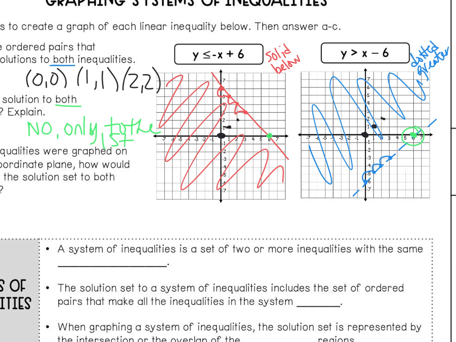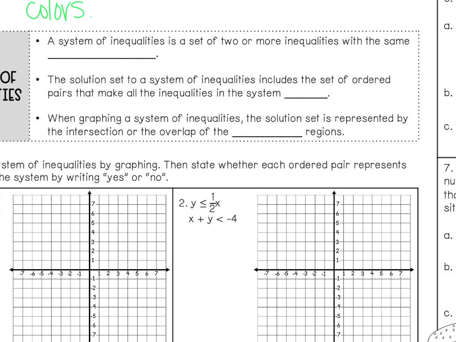If the inequalities were graphed on the same coordinate, how would you identify the solution set to both inequalities? So that's what we're going to work on today. It would be where the colors overlapped. Okay, and that's why if you want to use color pencils or a highlighter, you can see those colors pop out at you. So a system of inequalities is going to be a set of 2 or more inequalities with the same variables, right? So we have x's and y's. We're not using x and y on one and a and b on another.